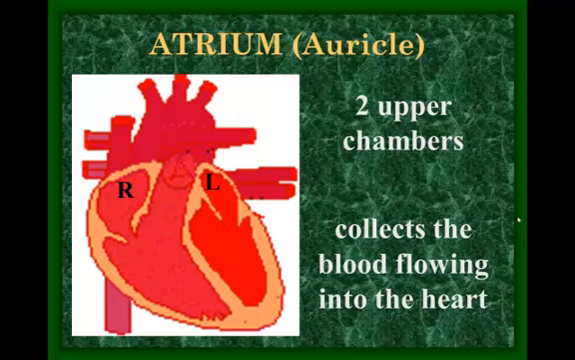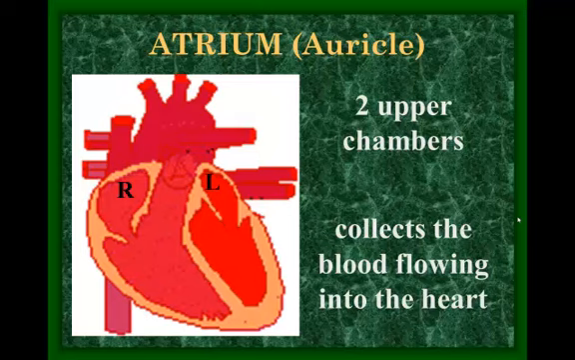Now I want you to notice, look at that drawing there, and look at the R and the L and what side they're on. When you look at a diagram of a heart, the right side of the heart is going to be on the left side of the paper, and the left side of the heart is on the right side of the paper. That's because if you took it out of your body and then put it on a piece of paper, the right would be on the left and the left would be on the right. So you've got to remember that whenever you're doing a drawing of the heart. So we have a right atrium and we have a left atrium.